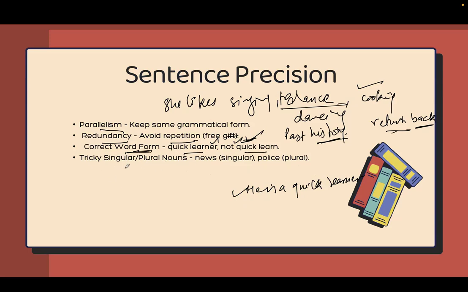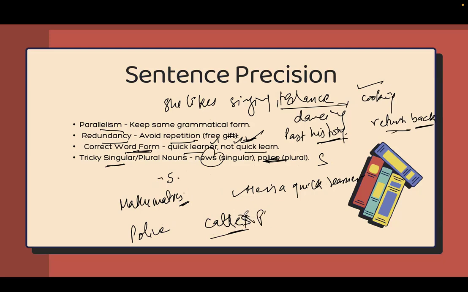Some nouns are singular despite ending with S. Okay, for example, news. For example, mathematics. Ending with S, but still it is singular. If I say police, this is plural, but it is not ending with S, right? If I say cattle, it is also plural, but it is not ending with S. Okay? So you have to make sure whether the words are singular or plural, and that the verb is matching or not.